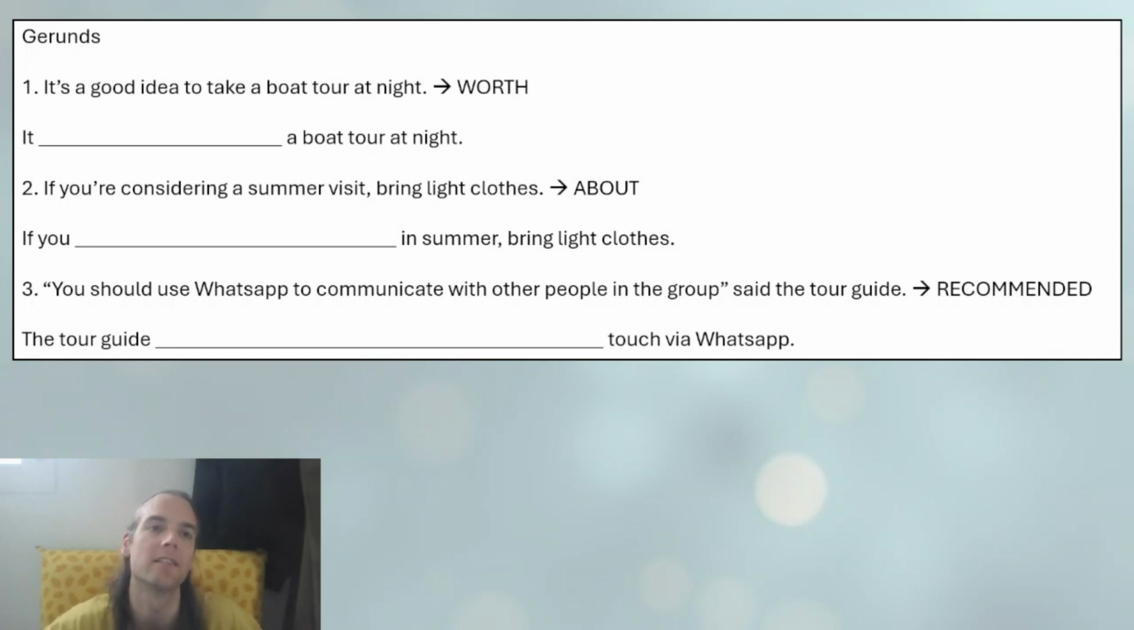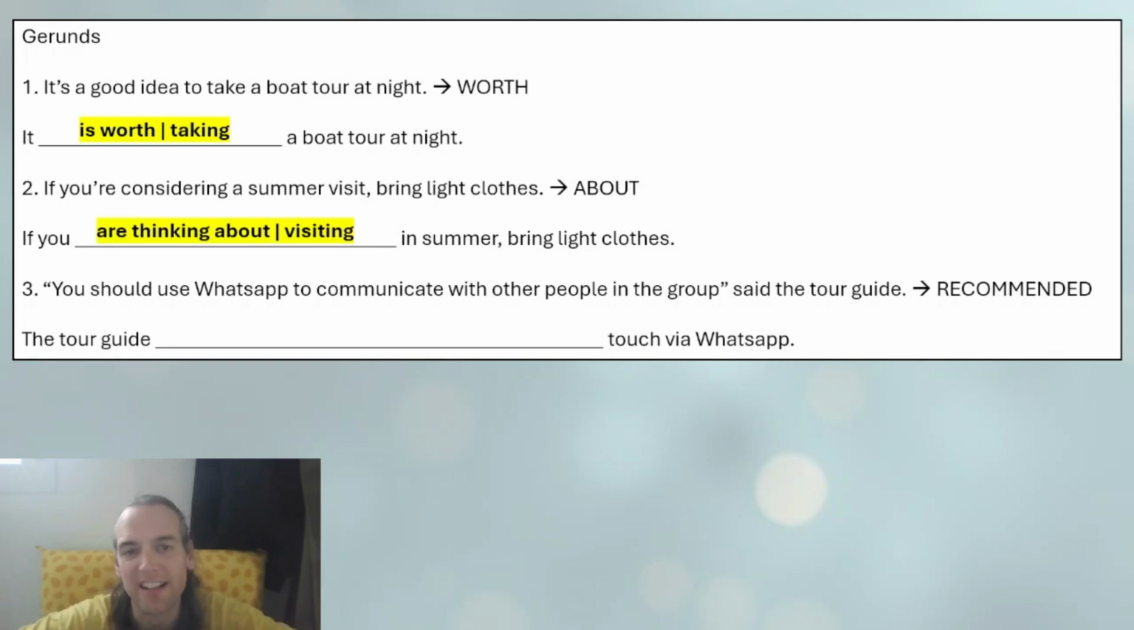Here come the answers. Number 1, we know how to say worth. Something is worth doing. It is worth taking a boat tour. Number 2, you're considering, you're thinking about doing something. Visiting, or I guess going, coming also fits, but we said visit in the question, so we say visiting. And number 3, we know how to use recommend by now. You recommend doing something.